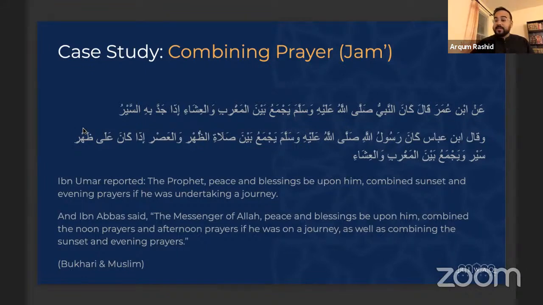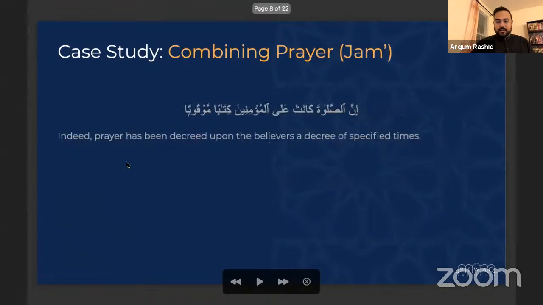Combine, not combine. This is a Sahih hadith. So the hadith is Sahih. And actually, before I put that ruling out to you, let's look at an injunction from the Quran, an ayah of the Quran. This ayah of the Quran, "إِنَّ الصَّلَاةَ كَانَتْ عَلَى الْمُؤْمِنِينَ كِتَابًا مَوْقُوتًا."